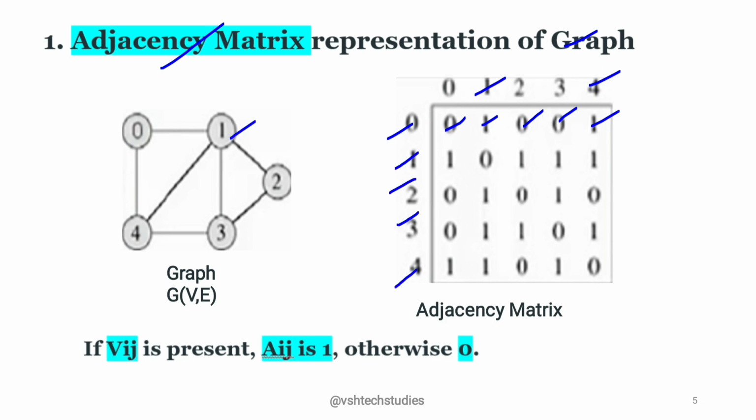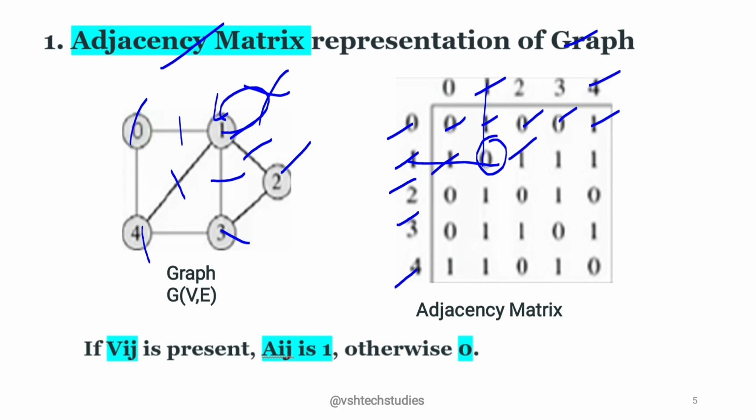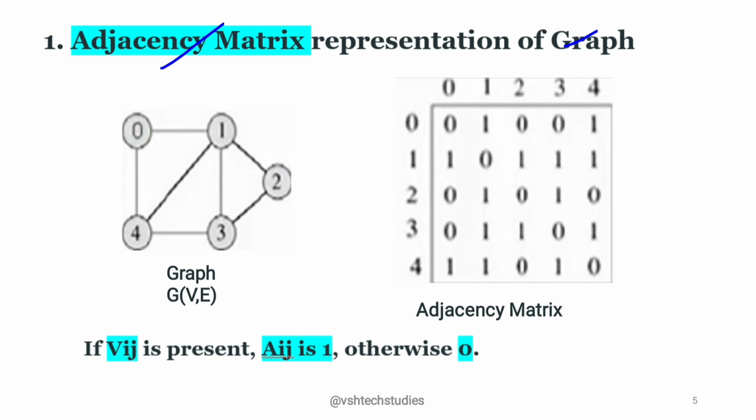Now if you consider vertex 1, the adjacent nodes are 2, 3, 4, 0, because it is connected through edges to all other vertices except itself. That is why for 1 to 1 the entry is 0, and the remaining are entered as 1. Similarly, for 2 the adjacent nodes are 1 and 3, so only there 1 is filled.